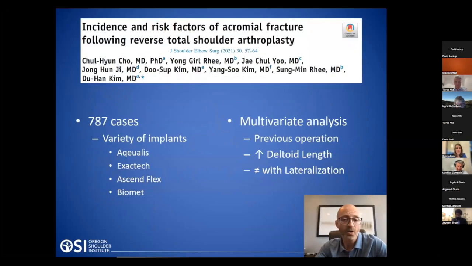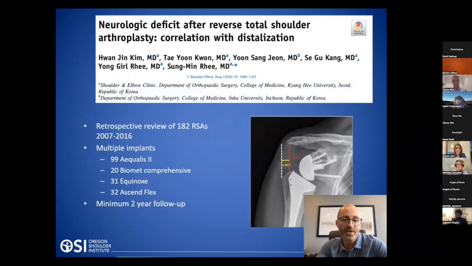I'll show you some other work subsequently that echoes that. Others have also found the same thing, that when you lengthen the arm, which occurs more with more horizontal neck shaft angles, you increase the risk of acromial stress fracture. Neurological injury has also been reported to be more common with distalization, which again occurs with more 155 and 145 compared to 135 designs.